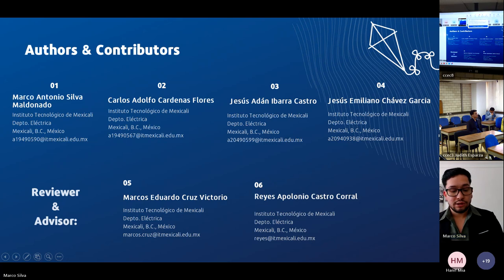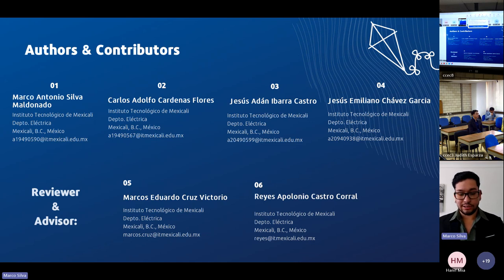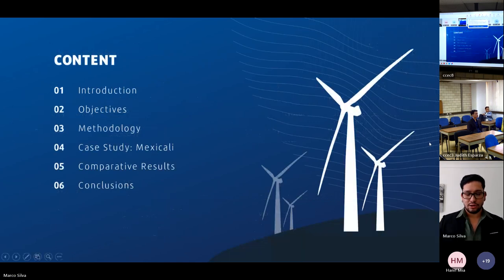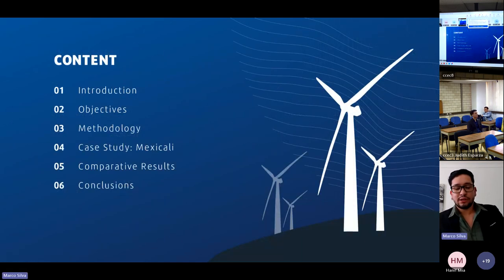The authors. This project was conducted by a team. Marco and Carlos worked on the genetic algorithms GA model, Chavez developed the transformer and LSTM model, and Ibarra implemented the PSO model. Marcos serves as both advisor and reviewer for the project, while Apolonio provided external advisory support. Content. This slide shows the sections that will be covered in this presentation.